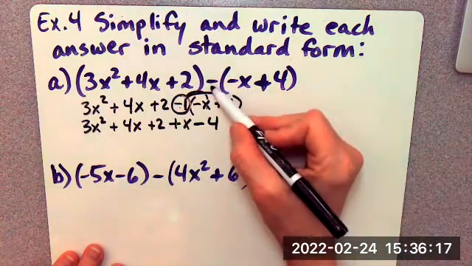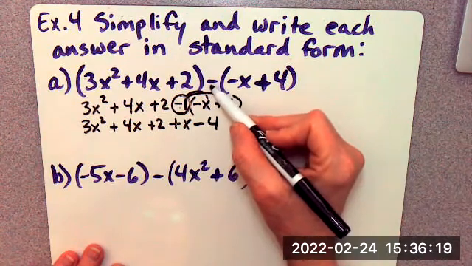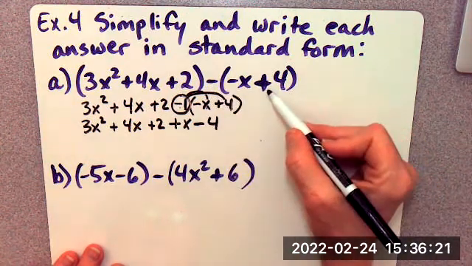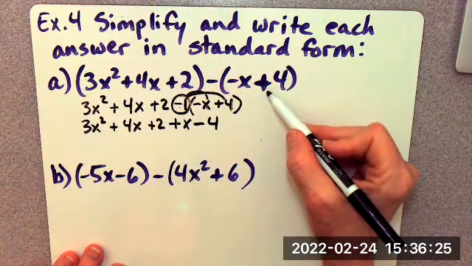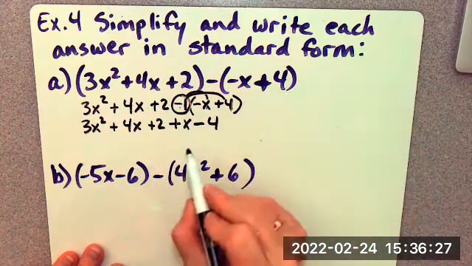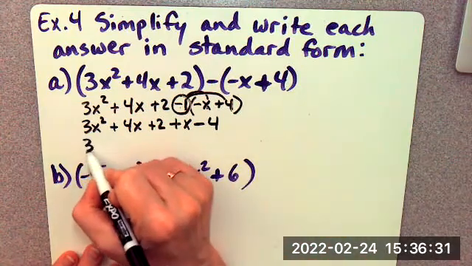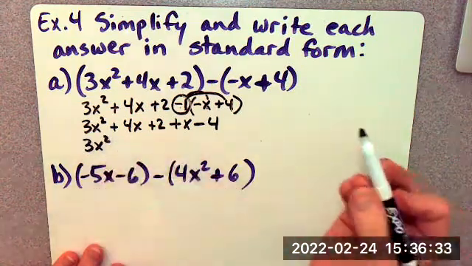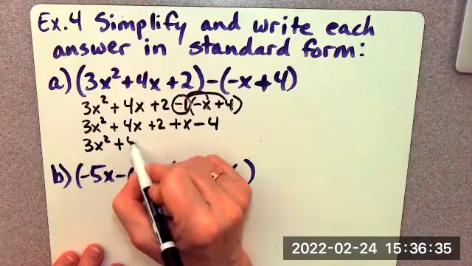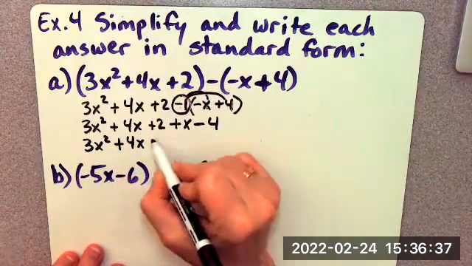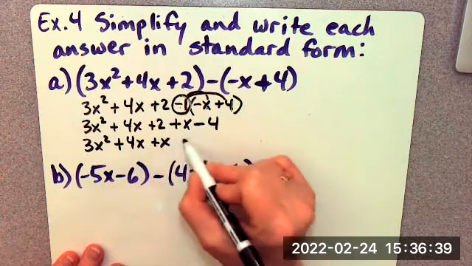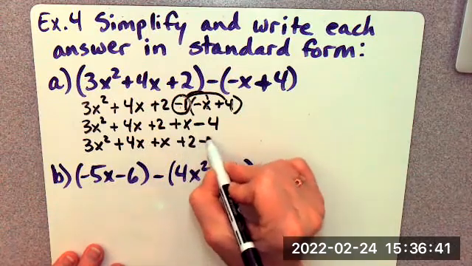And you must be very careful when there is a negative sign here to get that negative transferred to the second term. That is the number one mistake. So now we can start combining like terms. So we have 3x squared. There's no other x squared. We have plus 4x. Let's move this x near the 4x. Plus 2 minus 4.